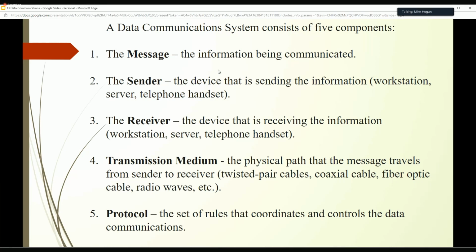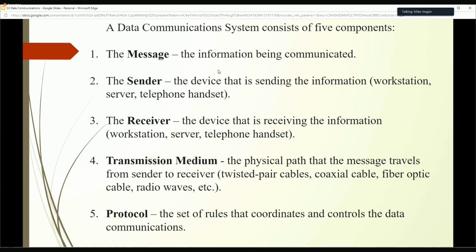The transmission medium, how does that medium get from one place to the other? Is it over some type of cable? Is it radio waves? Is it, in other words, wireless? Is it fiber? What is it? And then finally, you got that set of rules. Those rules that are in place so that you can make some sense of how the data should flow and how to make some sense of the data, right?